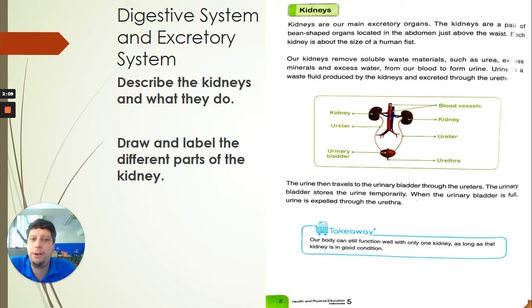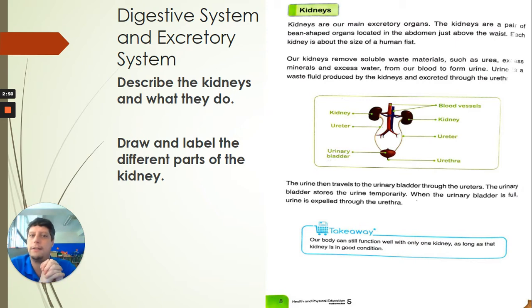Urine is a waste fluid produced by the kidneys and excreted through the urethra. Okay, so the main function of our kidney is to turn the waste fluids inside our body into urine so that we can get rid of it as urine or pee, okay? So when you go to the toilet and urine comes out, all that urine has been created through the excess fluids inside your body, whether it's water or minerals inside your body, okay? It turns it into urine and gets rid of it.